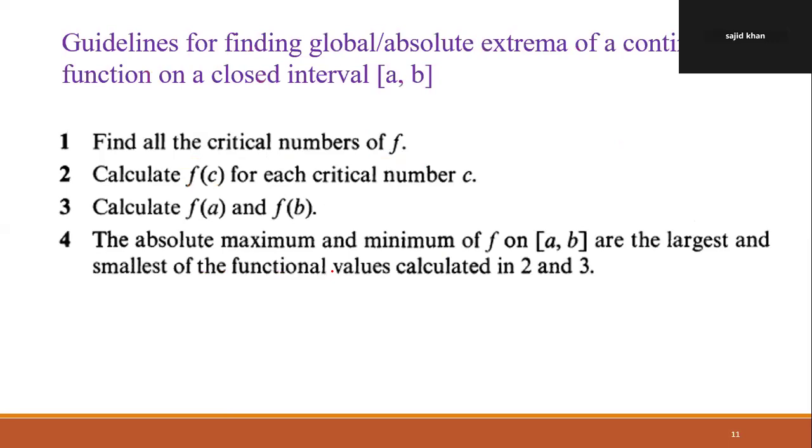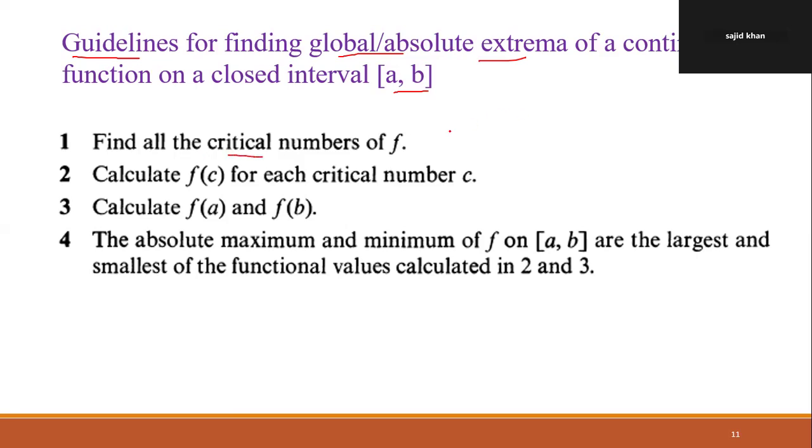Now, these are the guidelines to calculate the global or absolute extrema, or extreme values, over the closed interval from A to B. It is a very important concept over the closed interval, meaning over the entire interval. So these four points are very much important. First of all, what is our job? First of all, our job is to calculate critical numbers.